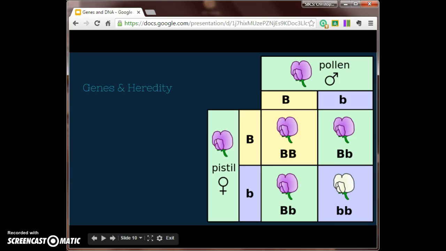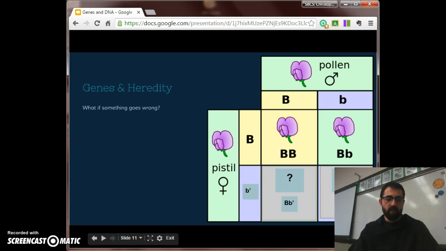So here we have the normal heterozygous cross. But what if something happens with the female plant and the recessive b gets altered? I don't know how it's going to be altered, so let's just call it b prime. So this gene is different. There's some mutation, some change in the DNA. This is a mutation. Even a small change can be very dramatic, very harmful in the case of some species, especially in humans, especially in more complex animals.